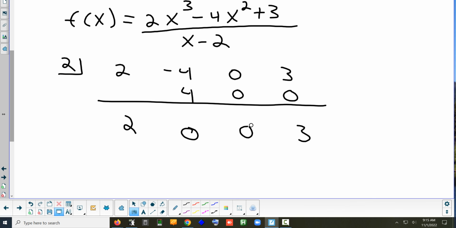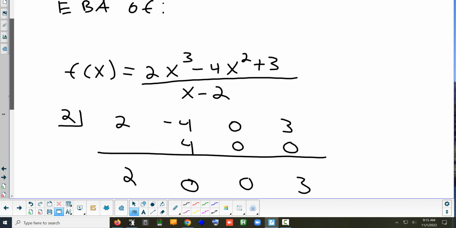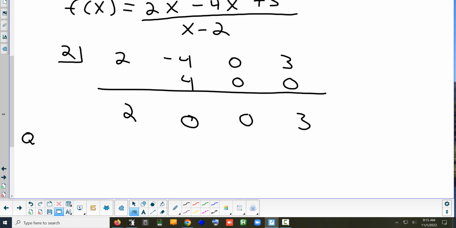Okay, does anyone remember what those 4 numbers tell me? 2, 0, 0, and then a 3. Yeah, it's pretty much telling you that you're left with just 2x squared, and then the 3 is your remainder. Okay, so my quotient is 2x squared. And what did you say my remainder is? 3. My remainder is 3.